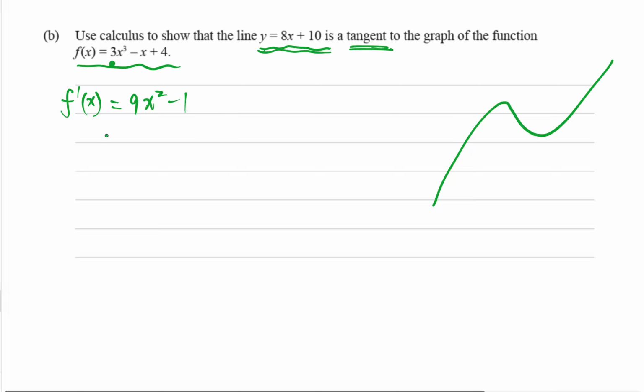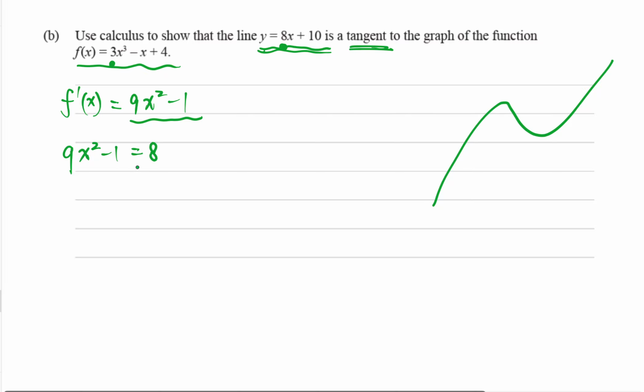The second step: we haven't done this same question before, so you need to figure out the next step. You need to understand, in my word, the interpretation of the information from the sentence of this question. Which means this line's gradient is 8. 8 is equal to the gradient function, which means 9x squared minus 1 equals 8.